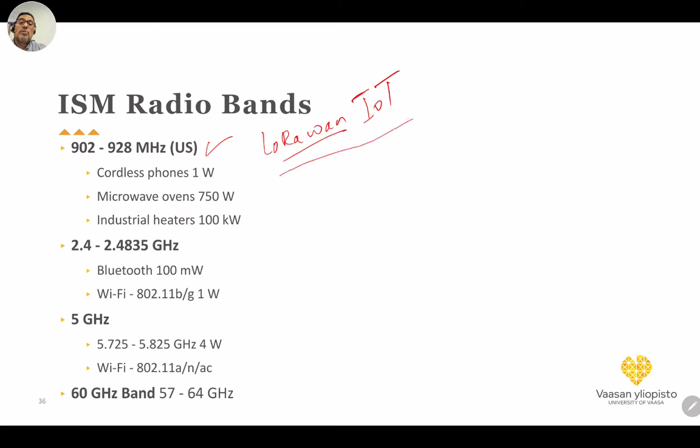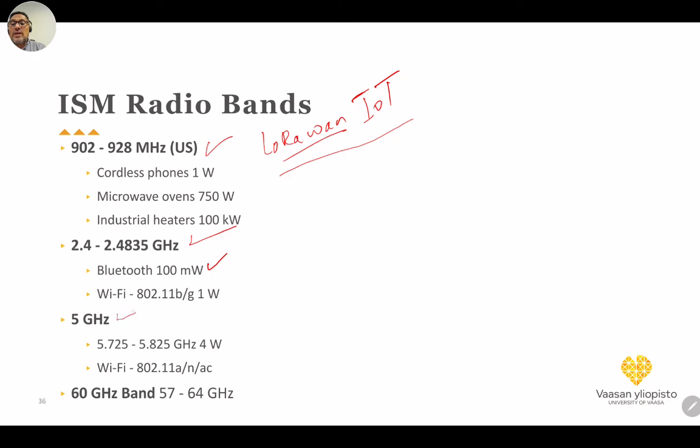We will have one part to talk about these technologies. The most famous ISM frequency band is from 2.4 to 2.4835 gigahertz. You can see that for Bluetooth, for example, the maximum power is 100 milliwatt. Also, we have Wi-Fi, not only b and g. Actually, we have other brands of Wi-Fi too. We will talk about this in detail in another part of this course. And the power can be up to 1 watt.